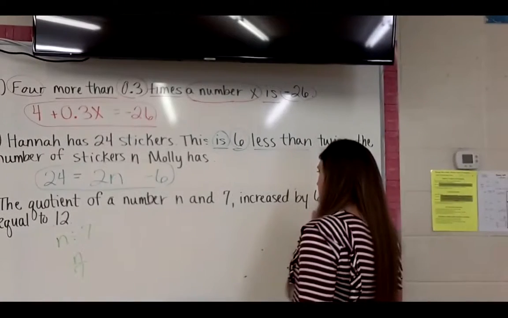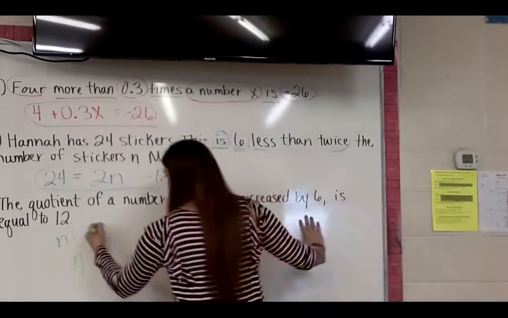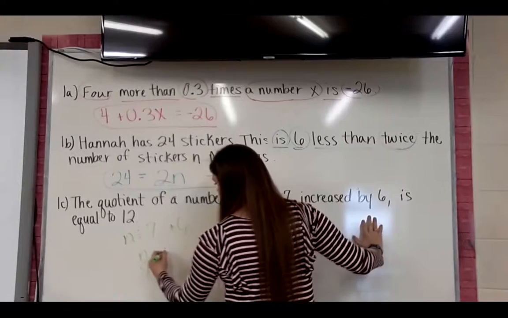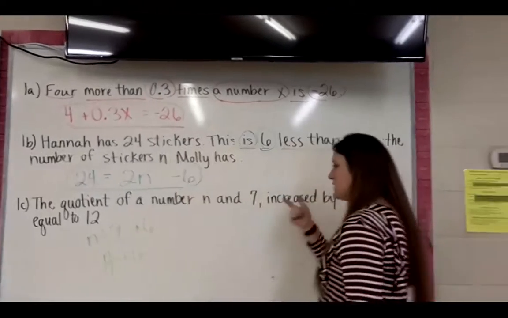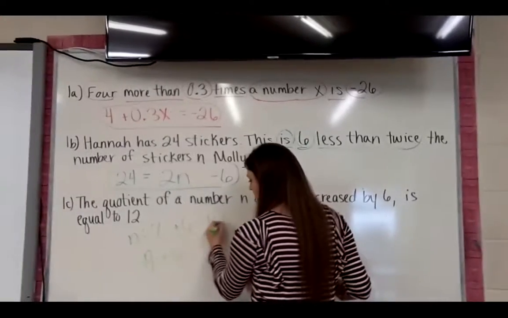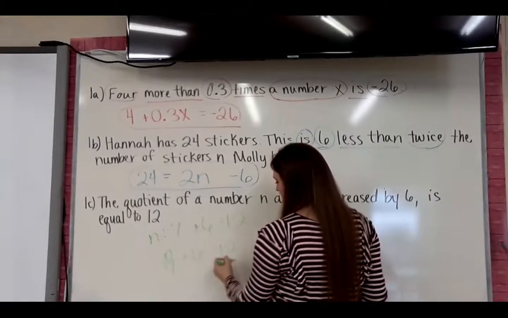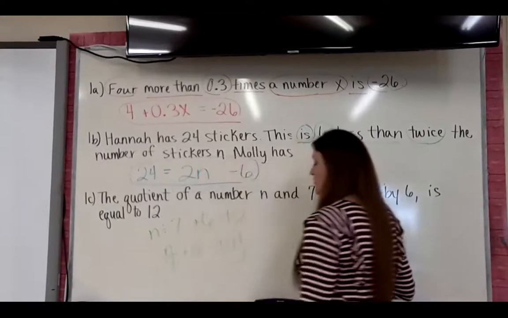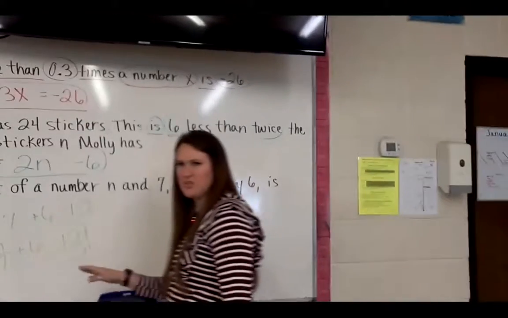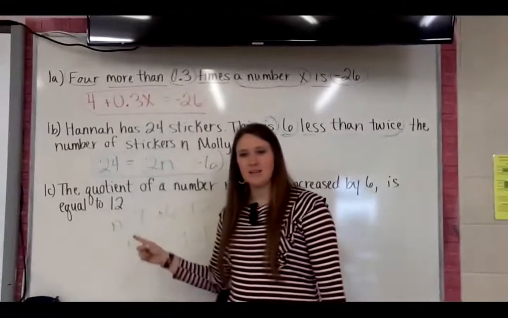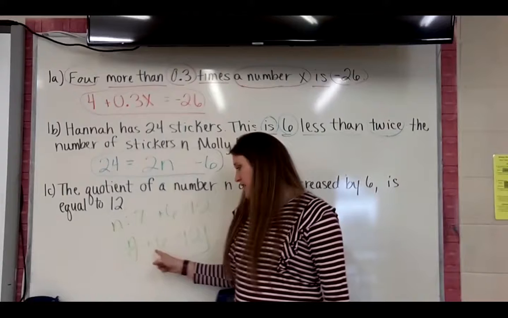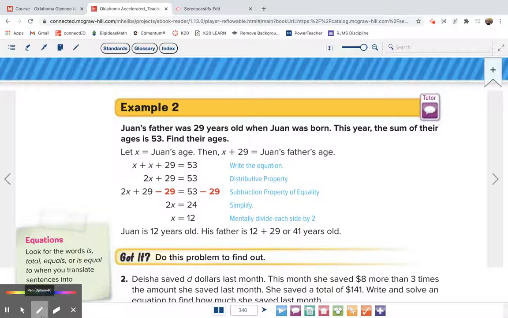Increased by 6, that means add 6, is equal to 12. On this one, well, I guess really it's either way, but I think this one looks more simplified or better. If you can't really see that on the video, it says n over 7 plus 6 equals 12.